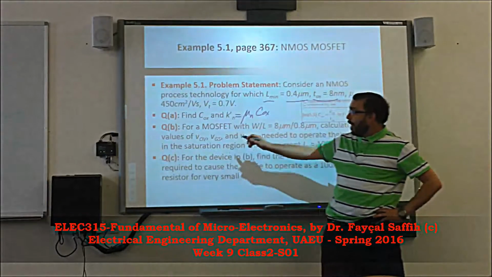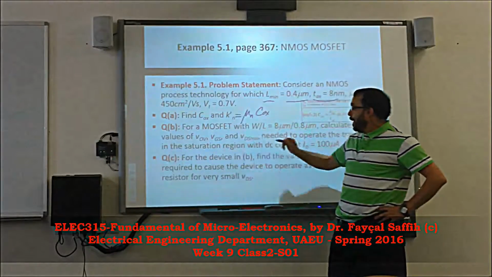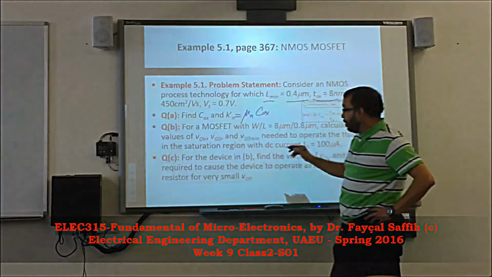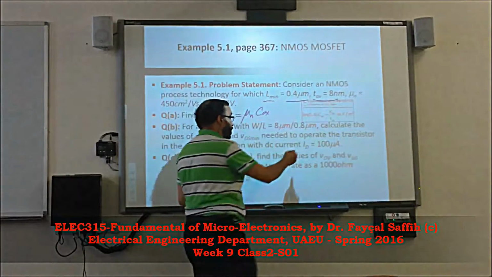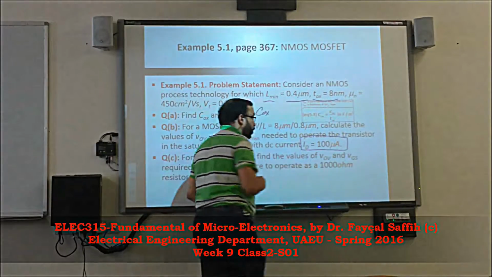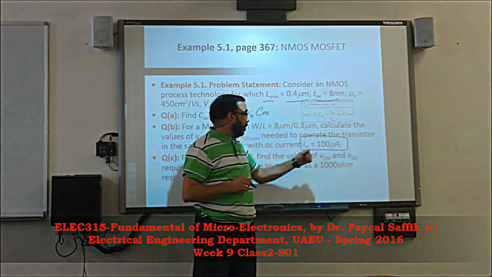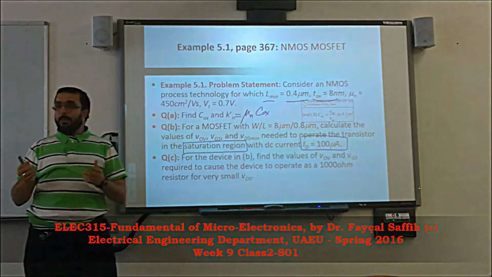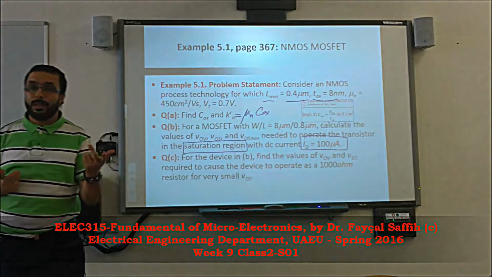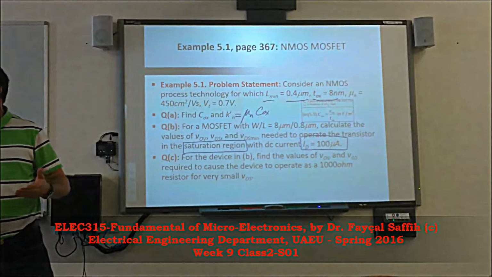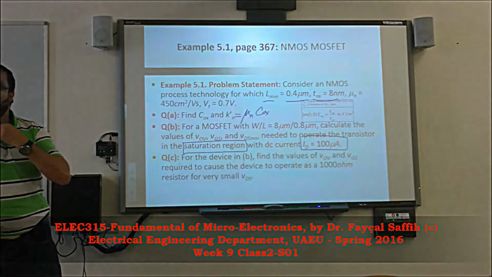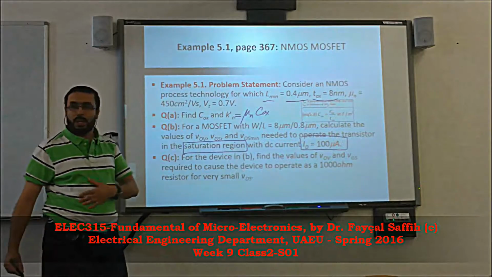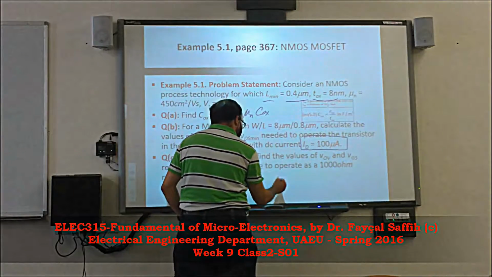Calculate the values of overdrive voltage, VGS, and VDS min needed to operate the transistor in the saturation region with DC current equal to this. So it's given here. We have two pieces of information: the value of the current, and we know the saturation region. To solve MOSFET problems, we need to know where the MOSFET is working, because if we know where it's working, we can use the right equation, yes or no? We cannot solve without knowing that. Alright, good. So for saturation, you know which equation to use. So ID in this case is equal to what?